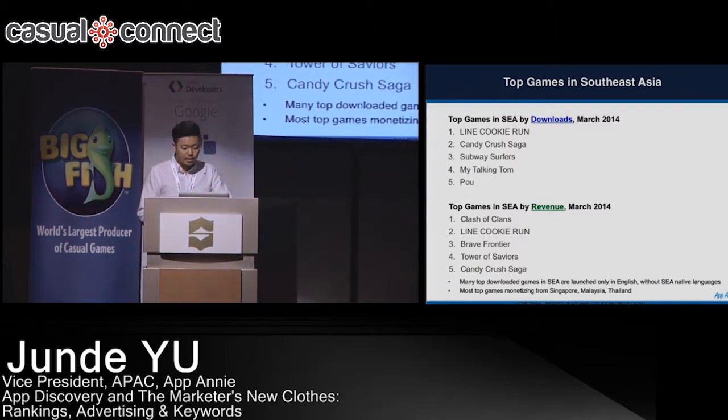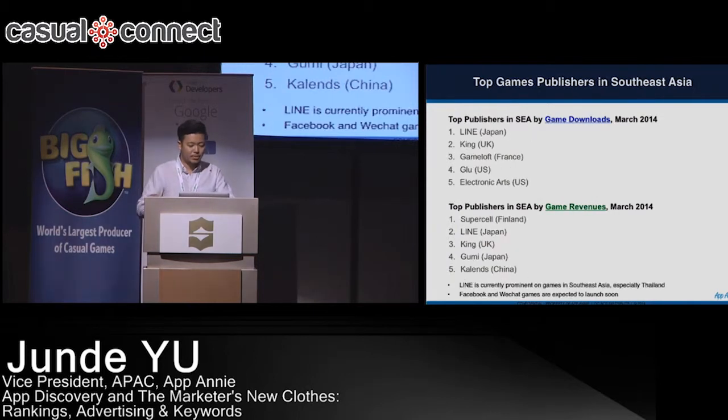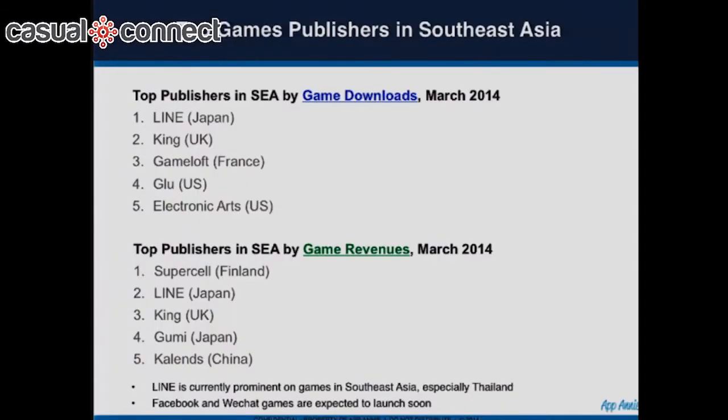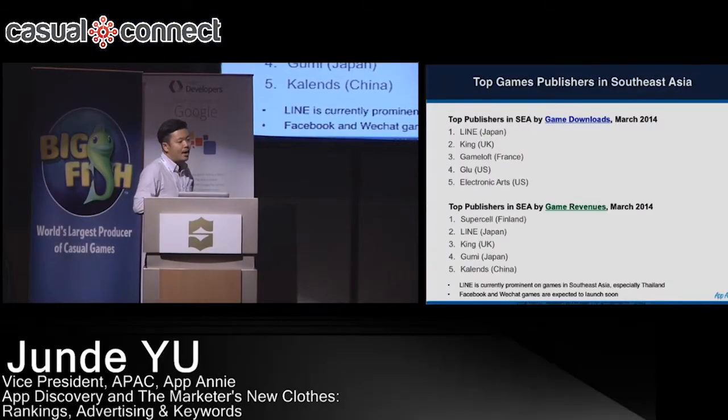Okay, so finally we look at top publishers in Southeast Asia, games publishers. Number one by downloads is Line, and Line is also number two by revenues. This is driven by a lot of revenue from Thailand and a bit in Singapore. Number two is King, Candy Crush, and then you also have Gameloft, Glu, EA. And in terms of revenues, I think Asian companies are more adept at knowing how to monetize Southeast Asian users. So besides Supercell and King with their super big hits, you have Line, Gumi, and Kalans. Kalans is Koram Game.